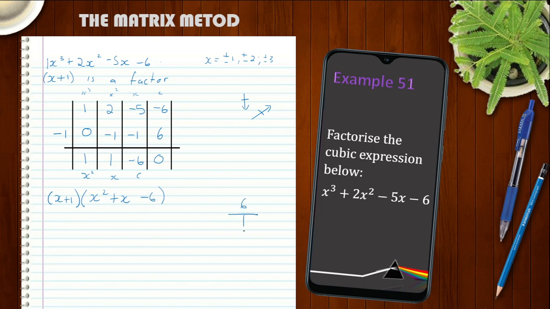Factors of 6: 1 times 6, 2 and 3. To get plus 1, I'm going to say plus 3 minus 2. So this is going to be x plus 1, and then x minus 2, and x plus 3. Alright, and then we are done with that.